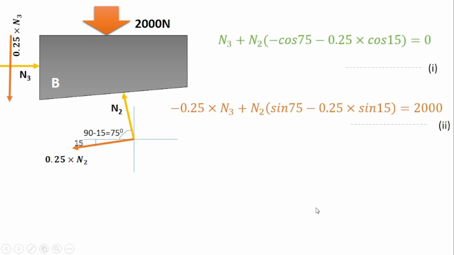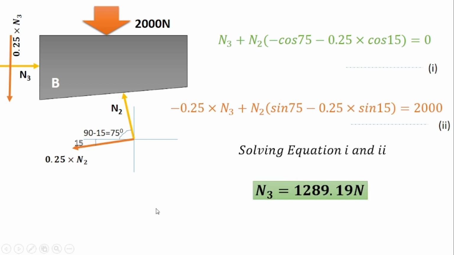Now we have got equation 1 and equation 2. By solving these two equations, we'll get the value of N2 and N3. So by using calculators, you can solve it. If you don't know how to use the calculator, you can write it in the comment box. I will make a video on that. Here we get the value of N3 is equal to 1289.19 Newton and the value of N2 is equal to 2576.83 Newton.